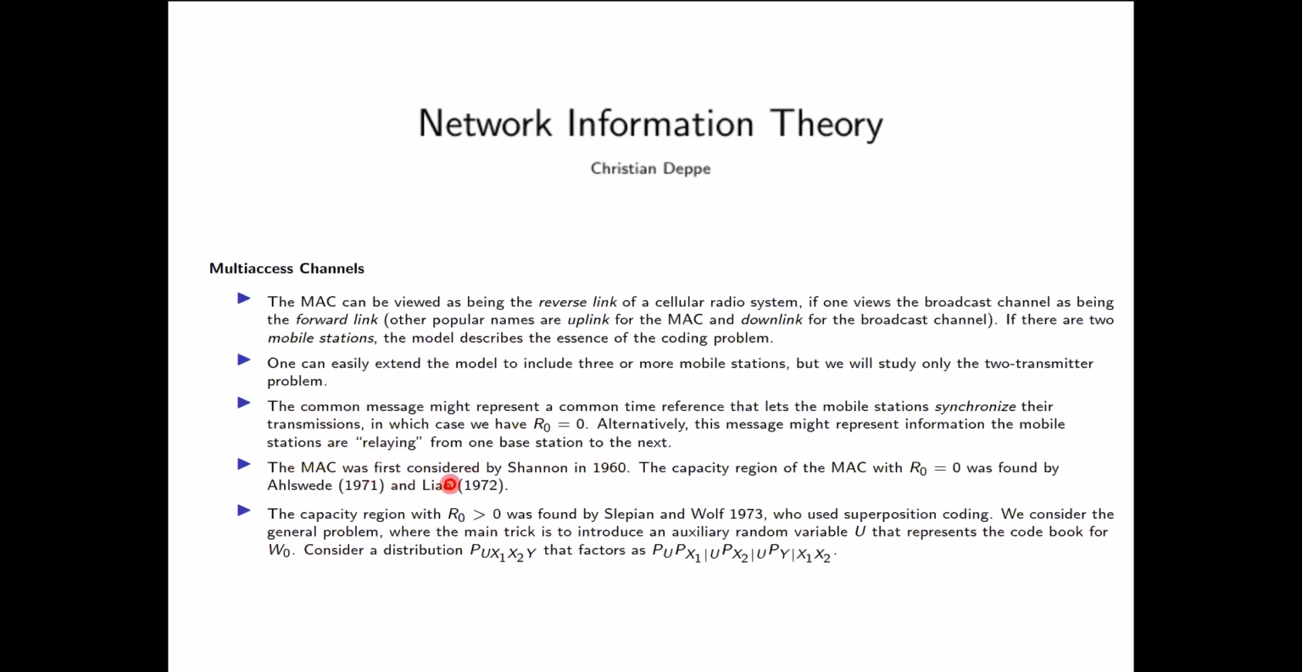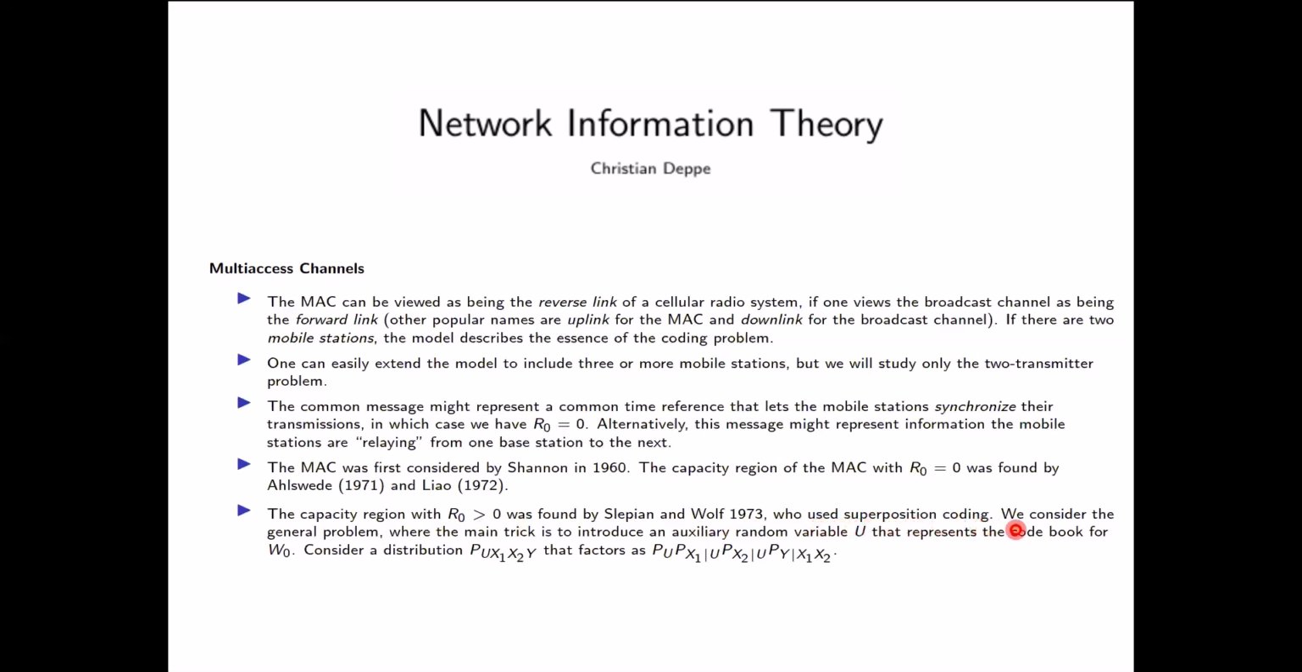And the MAC was first considered by Shannon in 1961. He introduced this model. The capacity region of the MAC for R0 equals 0 was found by Ahlswede in 1971 and also by Liao in 1972. And the capacity region, if R0 is greater than 0, was found by Slepian and Wolf in 1973, and they have to use superposition coding.